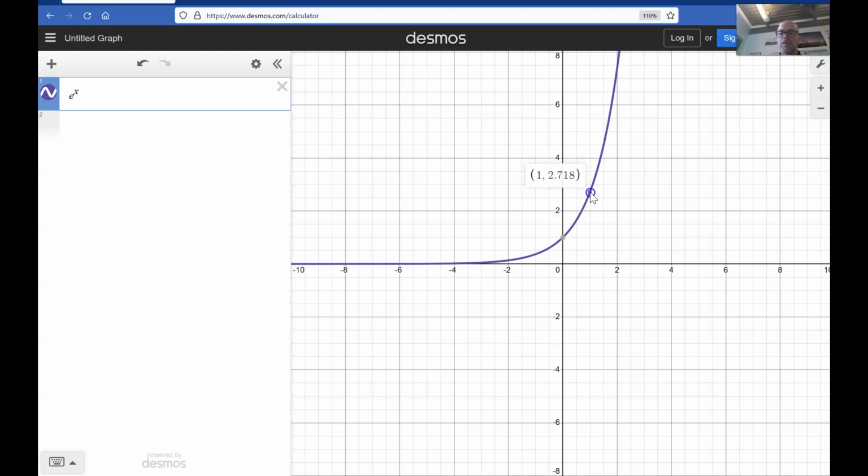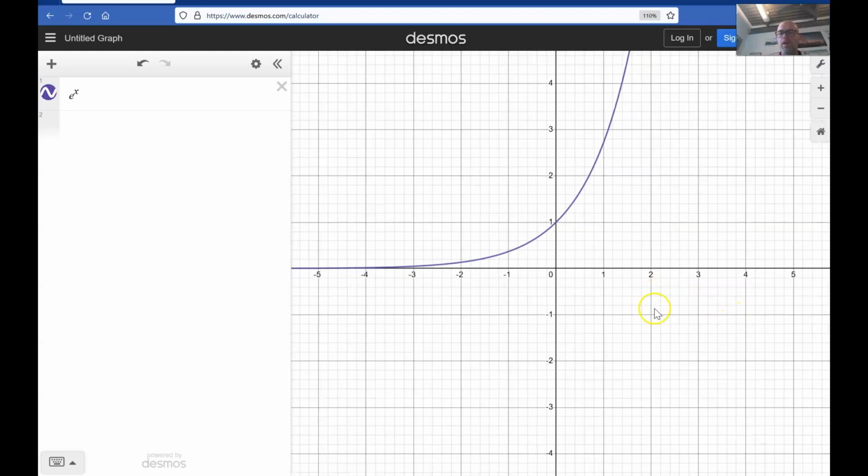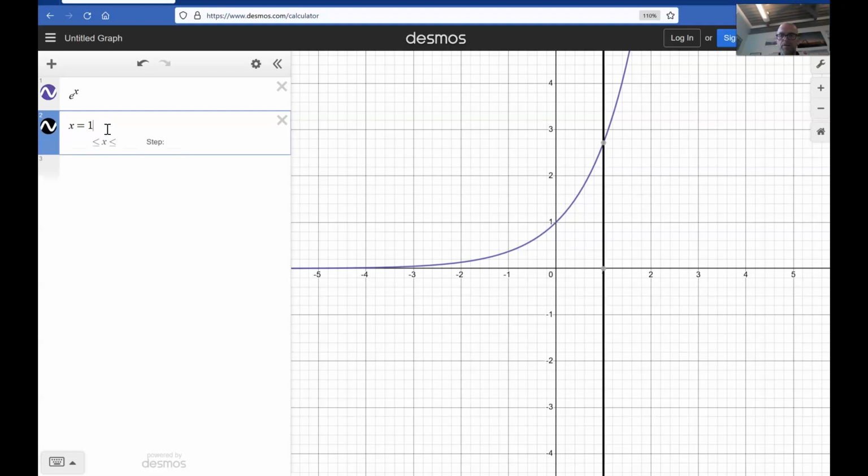I multiplied. If I go over 1, I'm going to go up approximately e, which is 2.71. Let's go over a little bit. I need to hit on 1. Oh, here, let's just put in this. X equals 1. There we go. Now we have a point there. So notice that point is 1 comma 2.718 because that's what e is. E is 2.718, etc., etc.